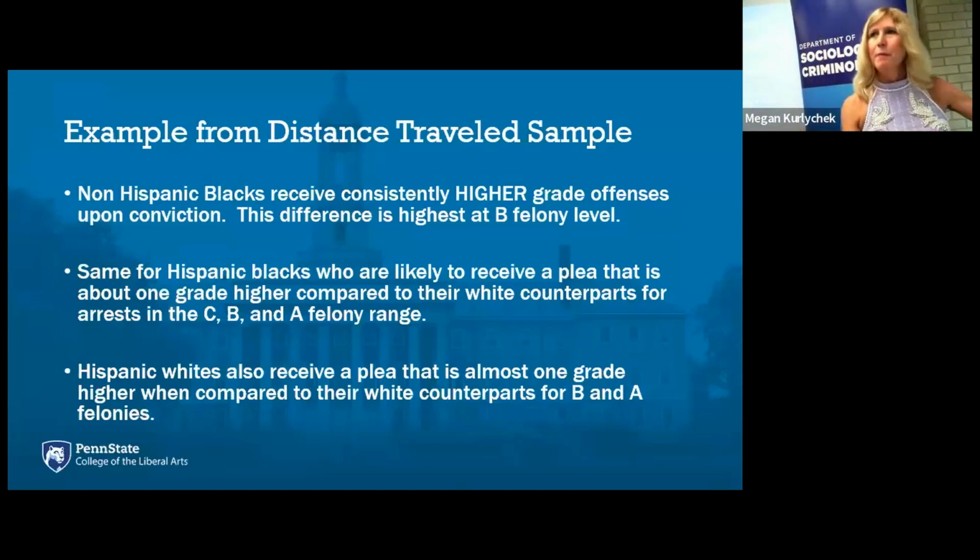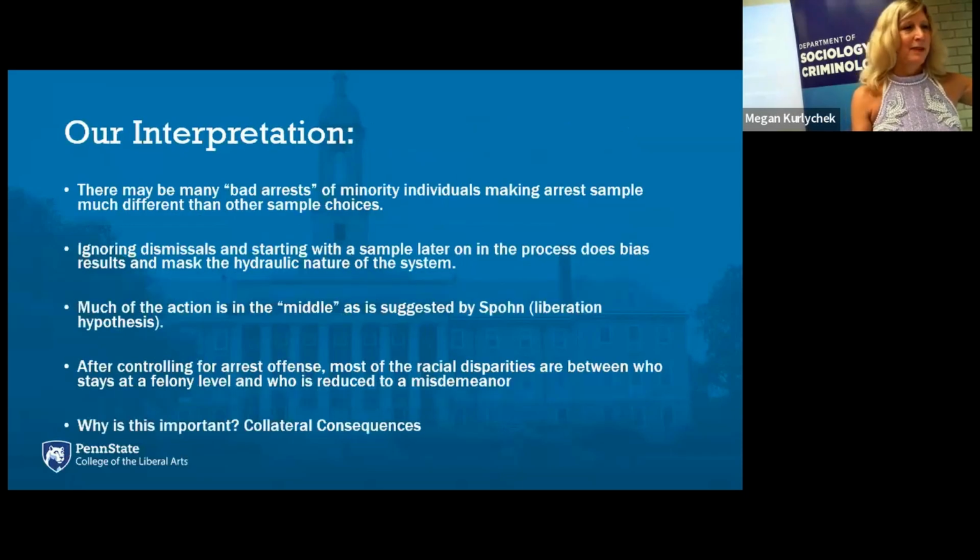So that's kind of our message that we keep finding over and over again. It's those two populations, and it's in the higher ranges where the disadvantage is coming in if they didn't get their case dismissed, which was about half of them. Okay. So what do we think of this?